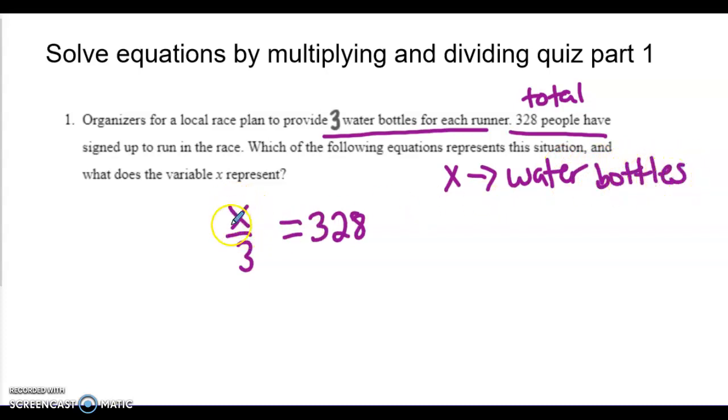And the reason I did the total number of water bottles divided by 3 equals the people is because each person is supposed to get 3. So that's why I set up my equation this way.